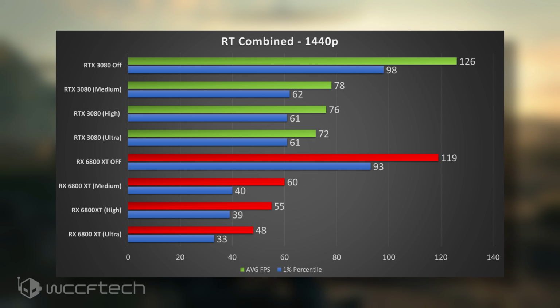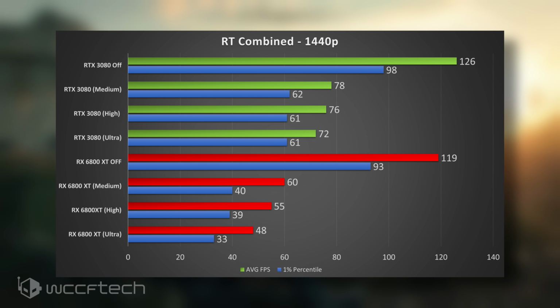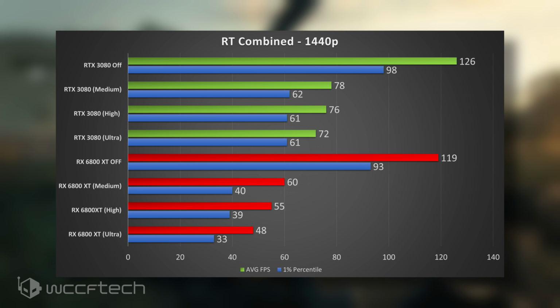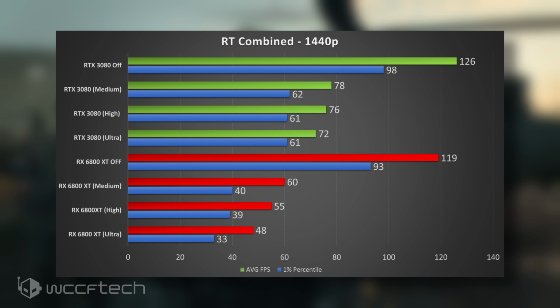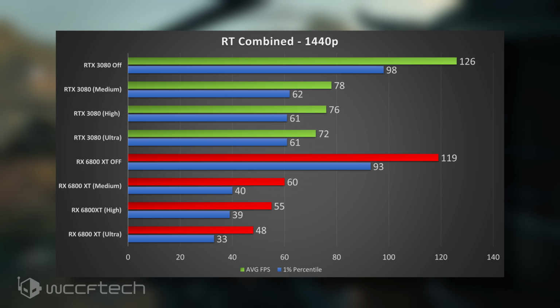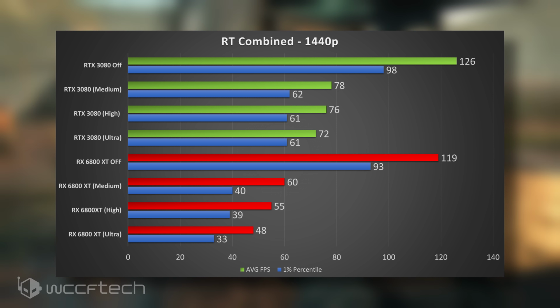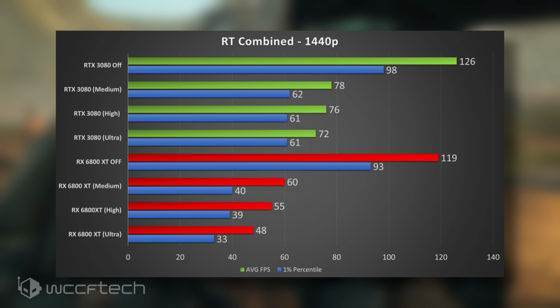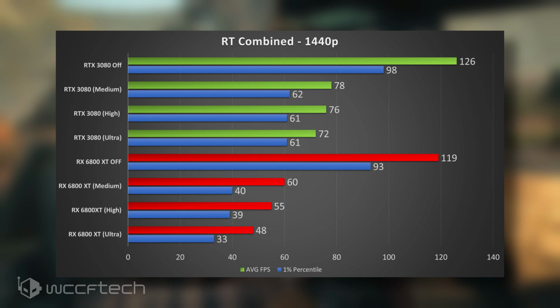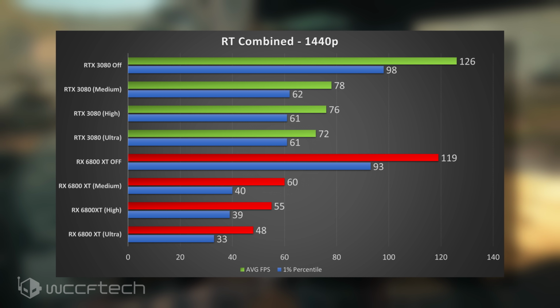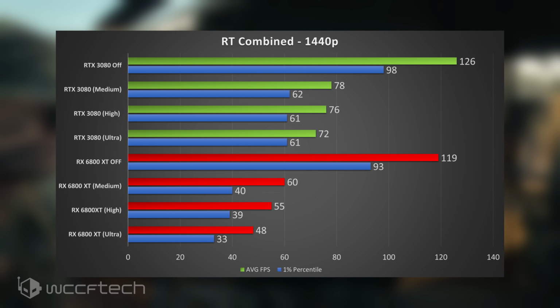Now the 6800 XT, if you want to go to medium, you're going to get that. You're going to hit 60 FPS on average. So if you're okay with that on the single player campaign, and you want all of the ray tracing effects turned on, you're going to hit that 60 FPS. But if you go past there, you see a really big drop off.